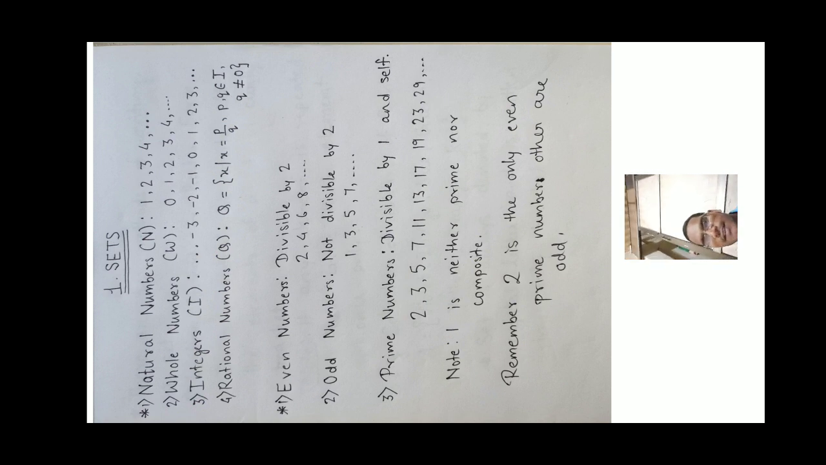Now coming to integers. Integers are basically all negative numbers, all positive numbers including 0. So you can see I have written dot dot dot, then -3, -2, -1, 0, 1, 2, 3, dot dot dot. These all are integers. So it's easy to understand integers. This is nothing but all the numbers of whole numbers, and also negative numbers are included.